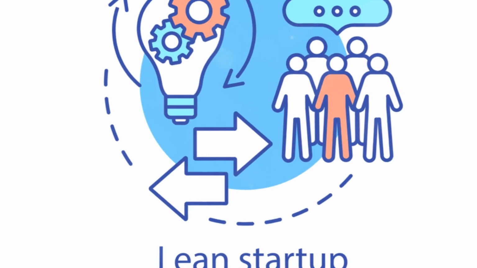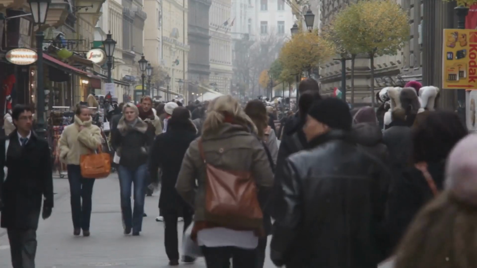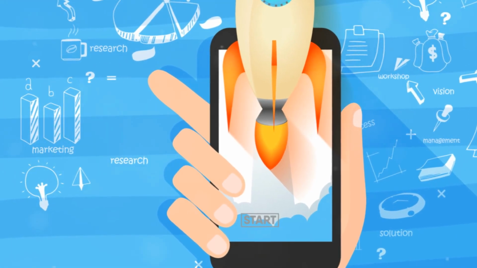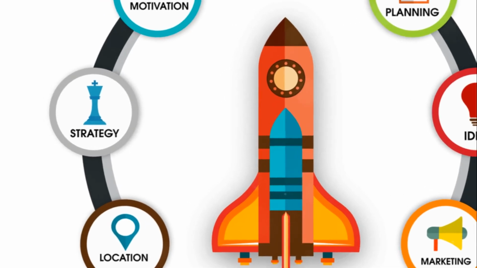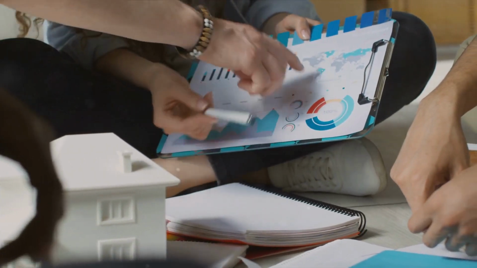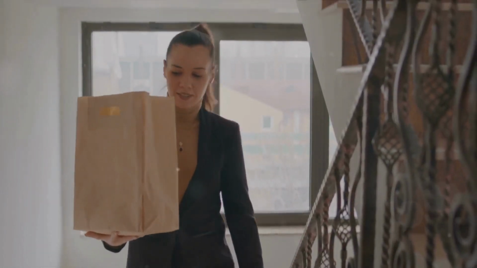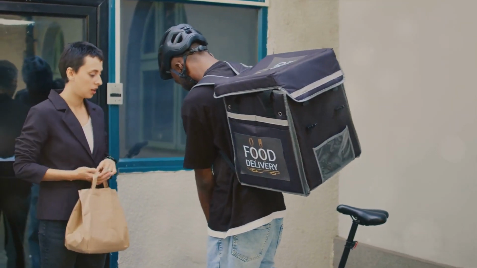A prime example of this is Dropbox. They launched with a simple video demonstration of their product to gauge interest. The video went viral and generated thousands of signups, validating their idea. This leads us to the concept of validated learning, which involves testing assumptions through experiments. For instance, a food delivery startup might run small tests to determine the most effective marketing channels.